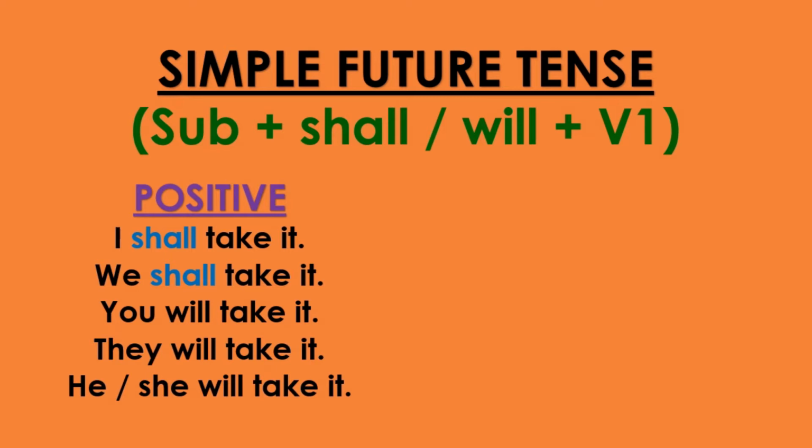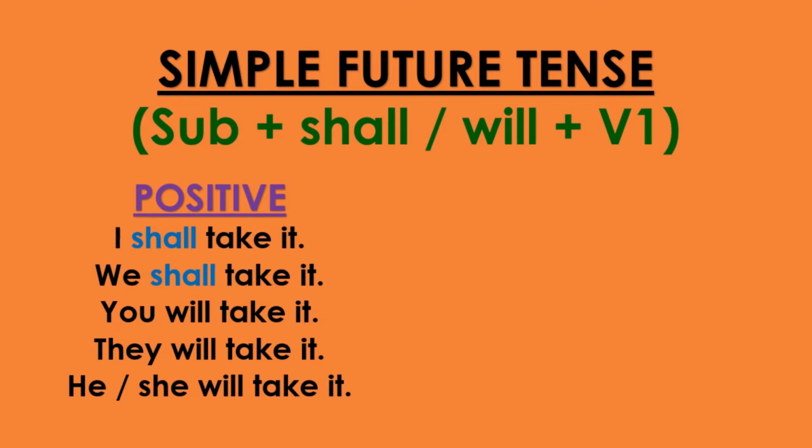In positive, it is I shall take it. Now, as we have discussed several times, I is considered the first person singular number. Therefore, the first person singular number is there in the beginning, followed by shall, after which has come the first form of the verb, that is take, and finally the object it. In case of first person plural number, it is we shall take it.